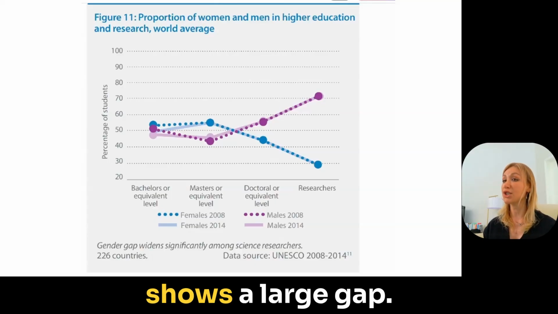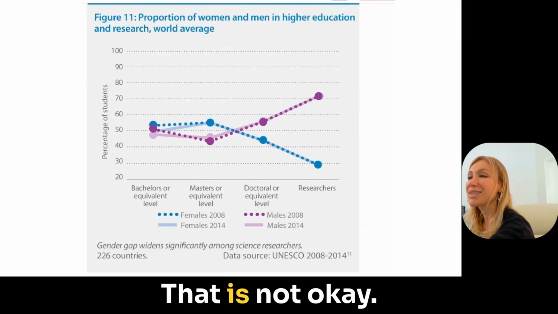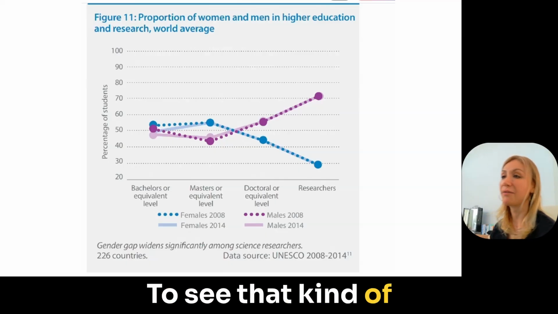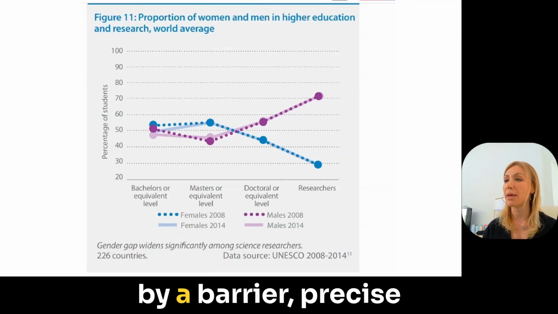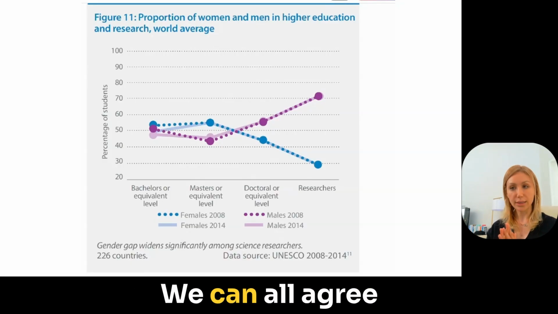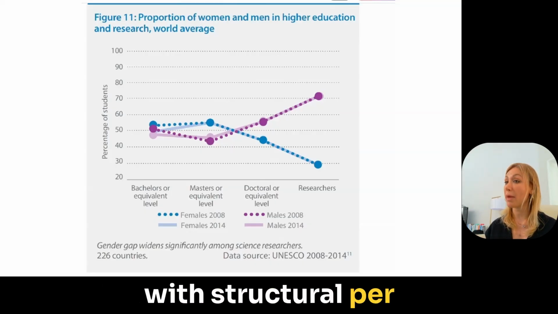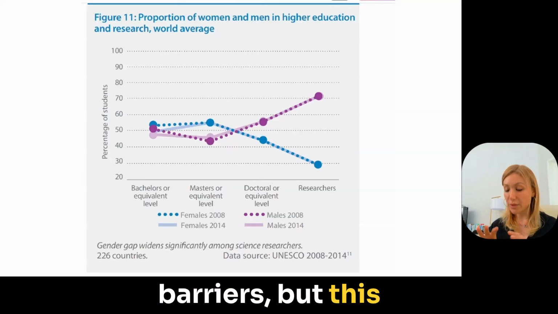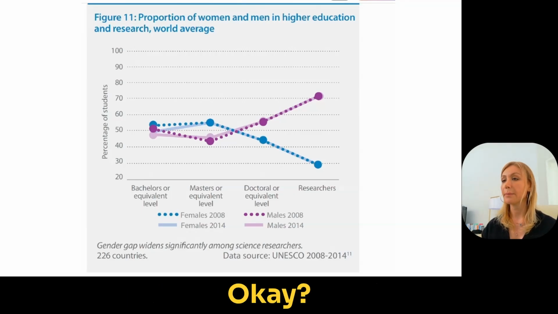But it definitely shows a large gap that is not good, right? That is not okay to see that kind of a gap, which is potentially caused by a barrier. Precise language would be the pattern is consistent. We can all agree on that, right? The pattern is consistent with structural barriers, but this chart alone cannot isolate discrimination, okay?